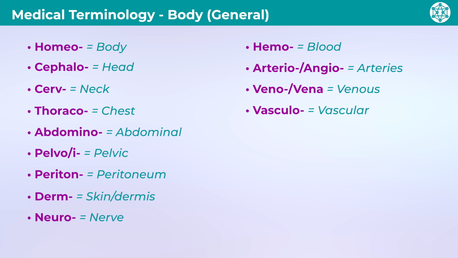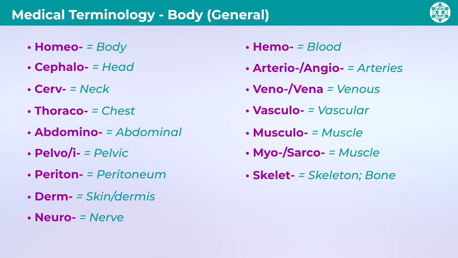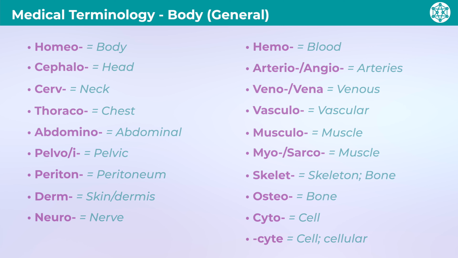Vasculo just means vascular. So your vascular system, your vasculature. Musculo for muscle, and also the related term sarco for muscle. So you might have heard of myocardium or sarcoplasmic reticulum. They all deal with muscle or muscle cells. Two related ones are also skelet, in musculoskeletal system, and osteo, which means bone. So they both are related to bones. Another one is cyto for cell, and the other related term is the suffix sit, which means cells or cellular.